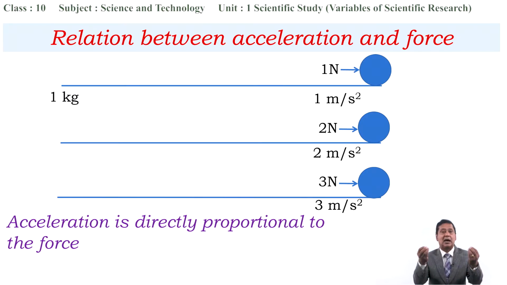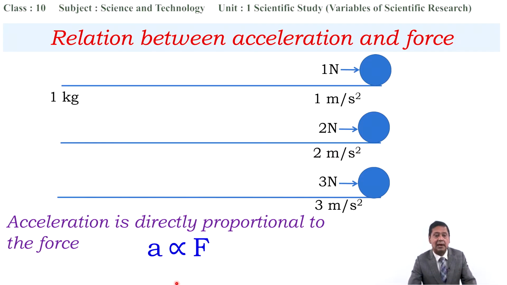When two quantities are related in such a way that when one of them increases, the other also increases, or when one of them decreases, the other also decreases, this type of relation is called directly proportional. What is found here? Force and acceleration are directly proportional to each other. That can be represented symbolically like this: acceleration is directly proportional to force. This sign represents directly proportional.